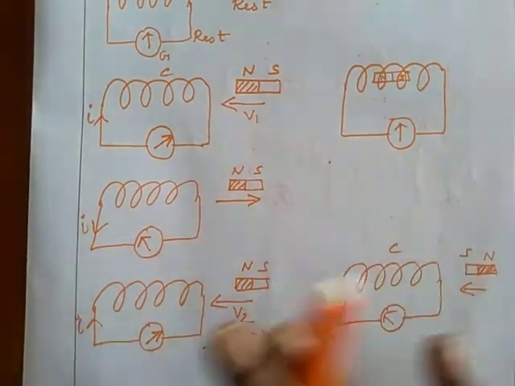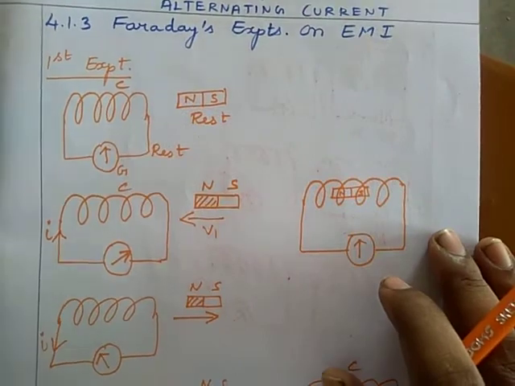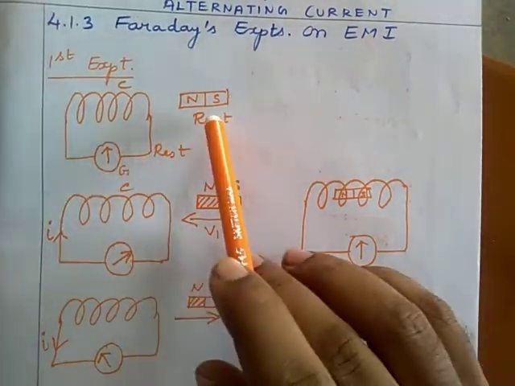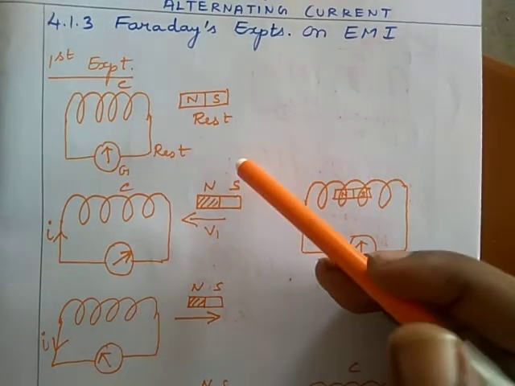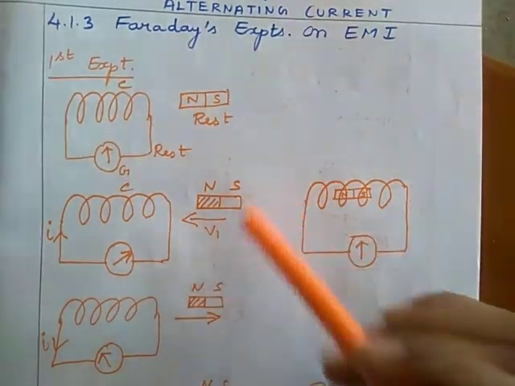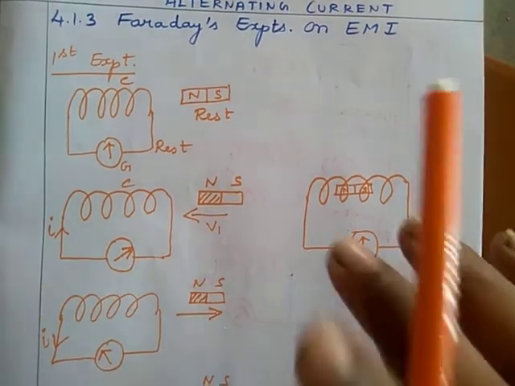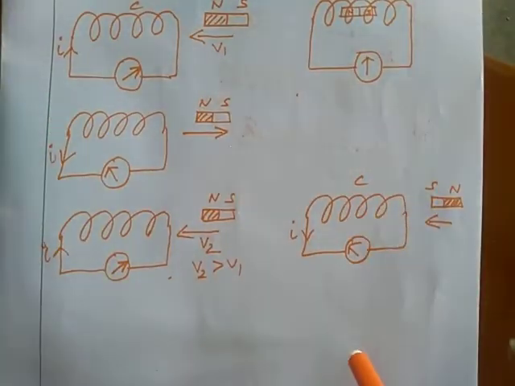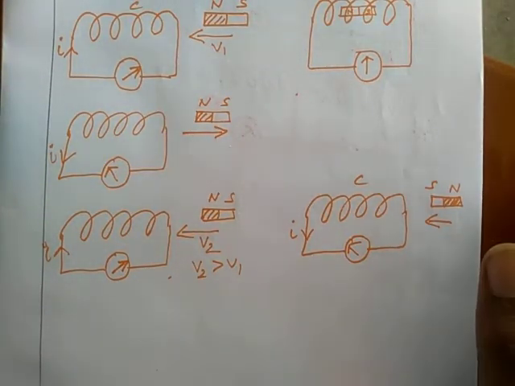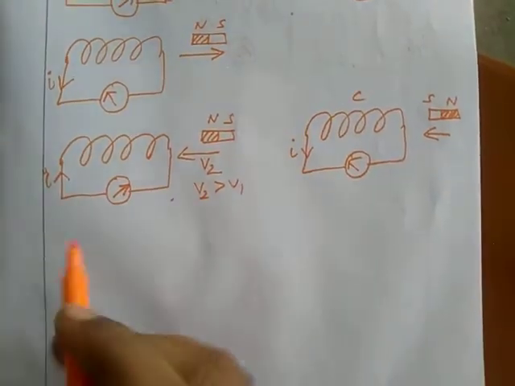We can do this experiment in one more manner. Here in this case we keep the coil stationary and the magnet is moved. Then next the magnet is kept stationary and the coil is moved. For that case we obtain a similar result. Then it is concluded that whenever there is a relative motion between the coil and the magnet, there is a deflection in the galvanometer.